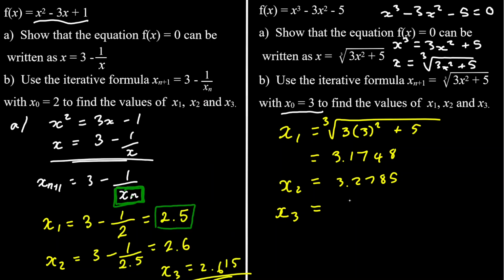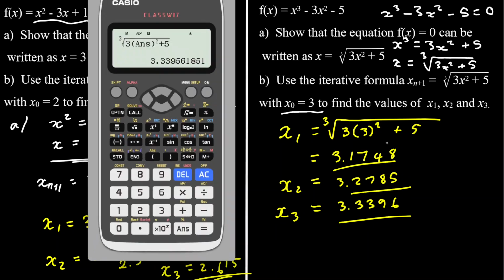3.3396. So they are our answers. And the idea is each of these answers gets closer and closer to the actual solution. So if we keep pressing equals, eventually it will stop changing, and that will be our root. So the actual root it is getting closer and closer to is 3.426.